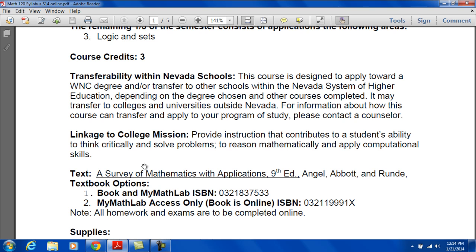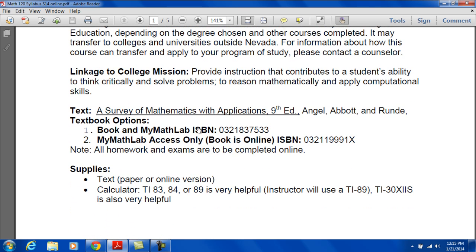So transferability within Nevada schools. This course is designed to apply towards a WNC degree and or transfer to other schools within the Nevada system of higher education, depending on the degree chosen and other courses completed. It may transfer to colleges and universities outside Nevada. For information about how this course can transfer and apply to your program of study, please contact a counselor. Linkage to the college mission: provide instruction that contributes to a student's ability to think critically and solve problems, to reason mathematically and apply computational skills.